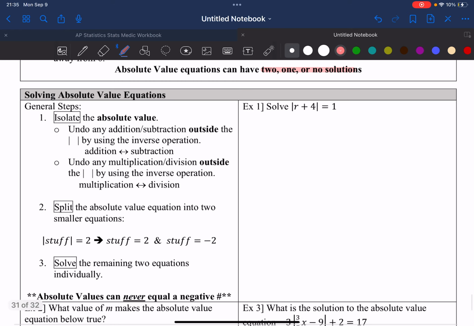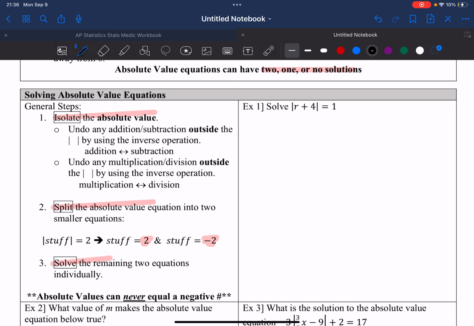When solving absolute value equations, we're going to follow these steps. We're first going to isolate the absolute value. Okay, so we're going to make sure that there's nothing on the outside of the absolute value bars. We're then going to split the absolute value into two equations, one equal to the positive and one equal to the negative. And then we're going to solve the two equations individually.